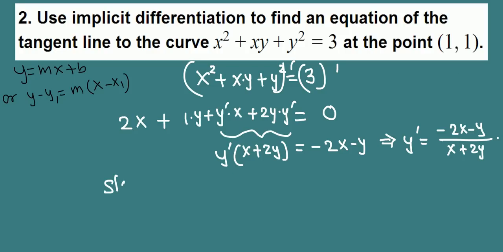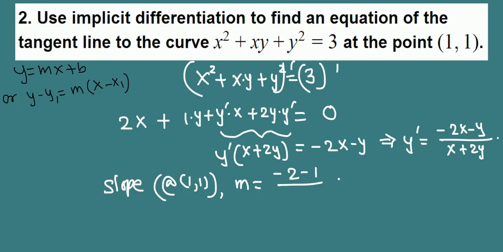So slope at (1, 1) is found by plugging in x equals 1, y equals 1. So negative 2 times 1, negative 2, minus y is 1, over x is 1 plus 2 times 1, 2. That's negative 2 minus 1, negative 3, over 3, which is negative 1. So we found the slope.